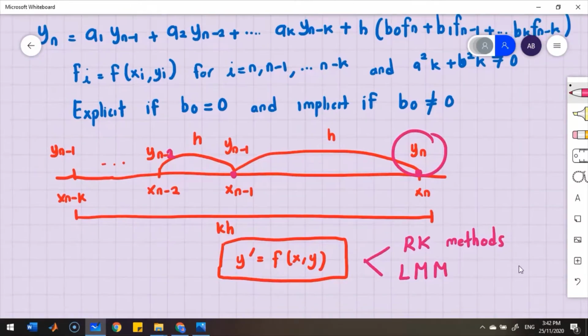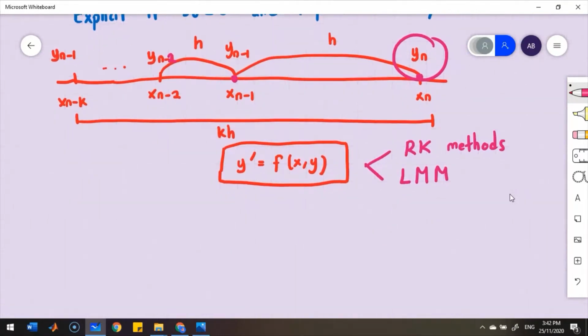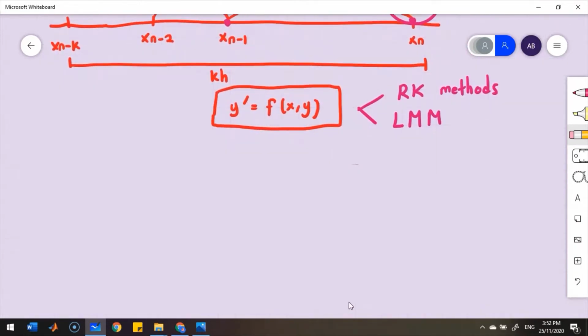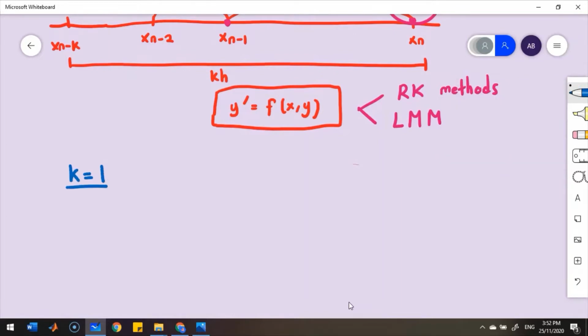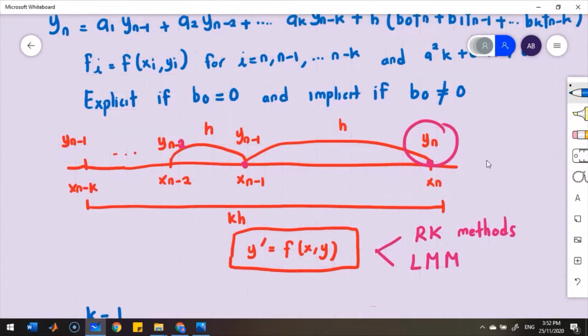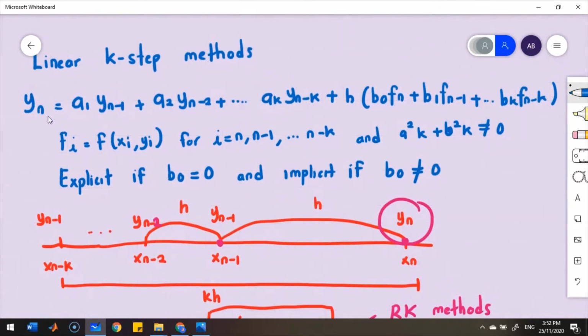So, an example of a one-step linear multi-step method. Let's look at k equals 1, which is our one-step method. So what happens when k equals 1? Look at this standard equation here. We have yn equals a1 yn minus 1. That's it. When k is 1, we have a1 yn minus 1, and then plus, when k is 1, I have b1. So I have these two equations.